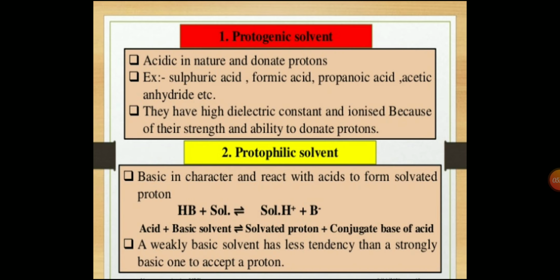So first is the protogenic solvent. Remember a simple trick here. What does protogenic mean? Acidic in nature and donates a proton. Protogenic is acidic and donates a proton. Examples: sulfuric acid, formic acid, propionic acid, acetic anhydride. These are simple examples of protogenic solvents, and they have a high dielectric constant and are ionized because of their strength and ability to donate protons.